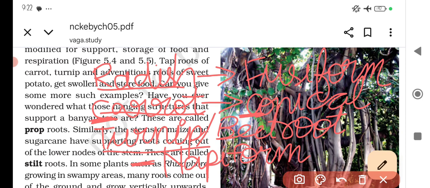So these three roots are taproot modifications. The taproot in these plants gets modified. And for what reason does it get modified? To store food. So the taproots of these plants store food. That is the reason they are also called storage roots, or tuberous roots.